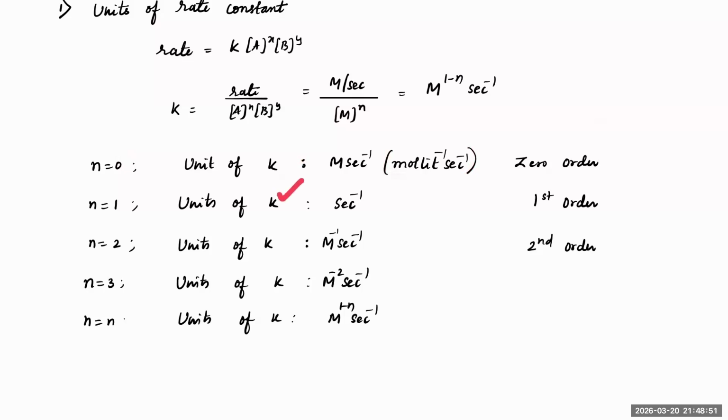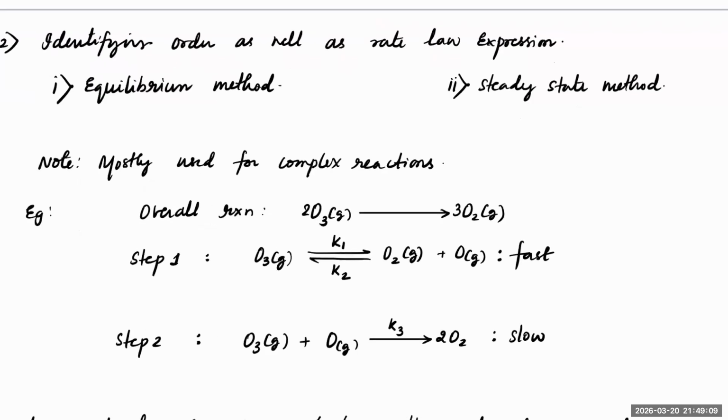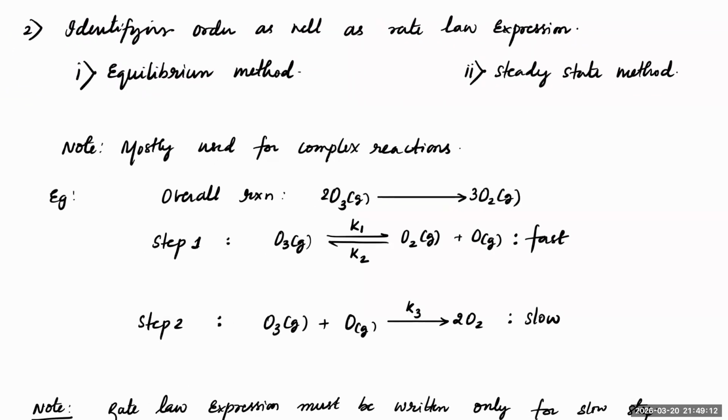If you see n is equal to 1 and you get second inverse, that means it is first order kinetics. If you see molarity inverse and second inverse, it is second order kinetics, and so on. These are all the ways to figure out the order of the reaction using the units. Got it? Next. In case you want to figure out the rate constant for complex reactions.